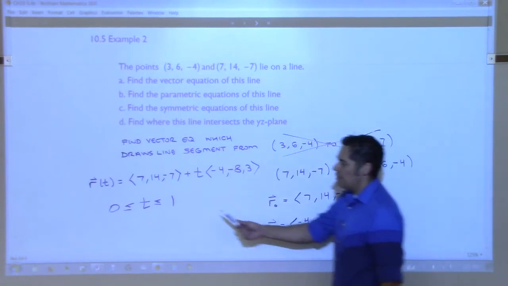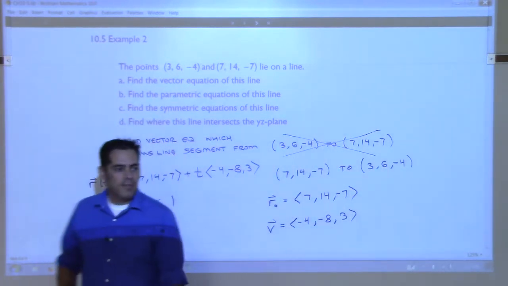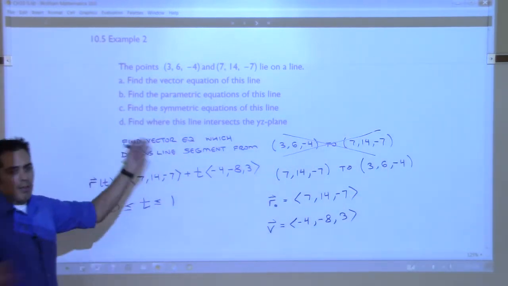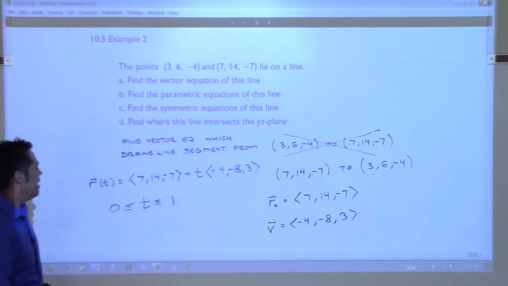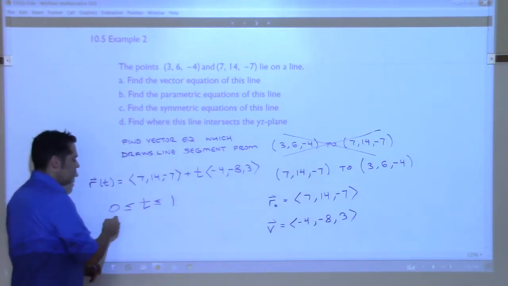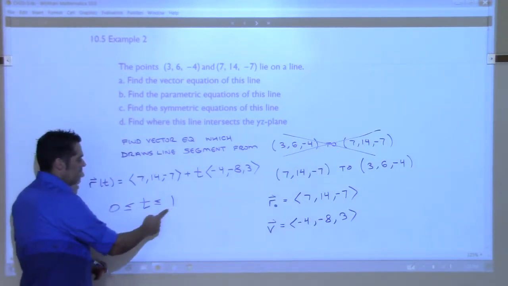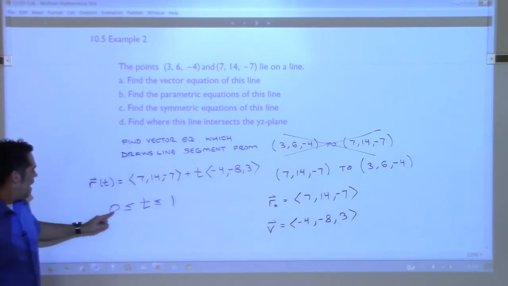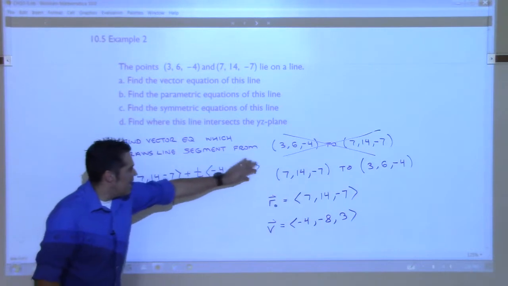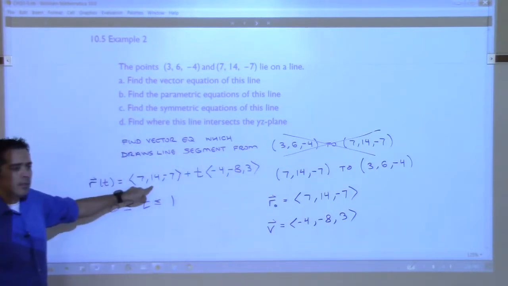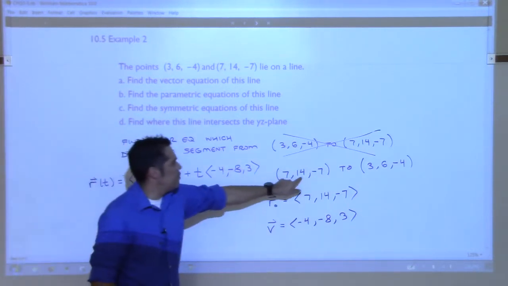See, I'm not saying that t can be anything. If t was everything, all real numbers, we just draw the line again. But I want to make it very specific that t is going to start at 0, end at 1. And now you can see that if I plug in 0 for t, 0 here kills that, right? And where are you? Here. And that's the first point.